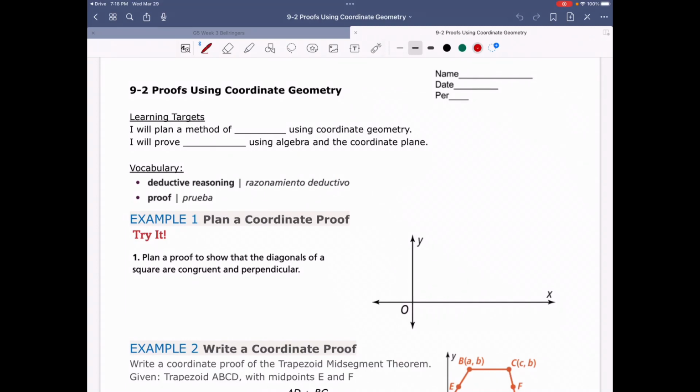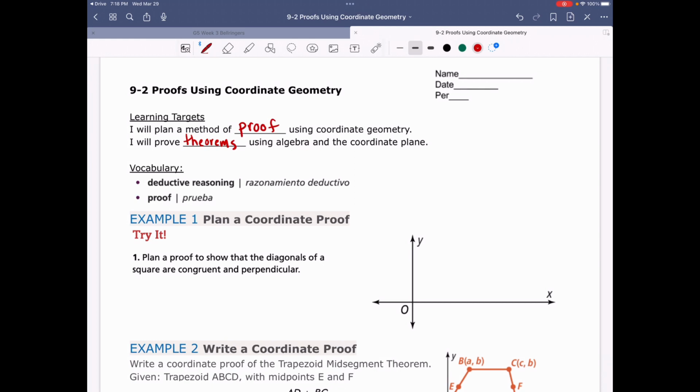Hello, geometry students. Today we are covering lesson 9-2, proofs using coordinate geometry. Our learning targets are: I will plan a method of proof using coordinate geometry. I will prove theorems using algebra and the coordinate plane.